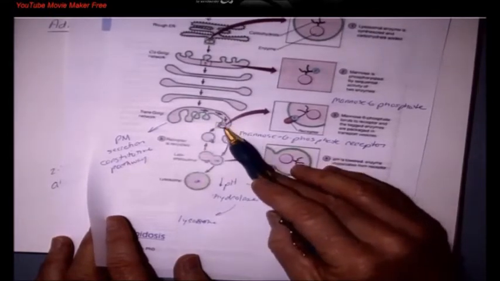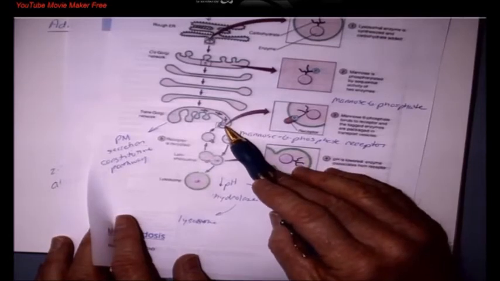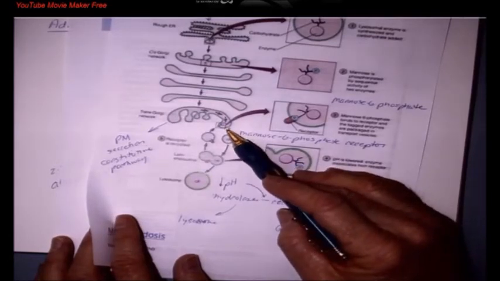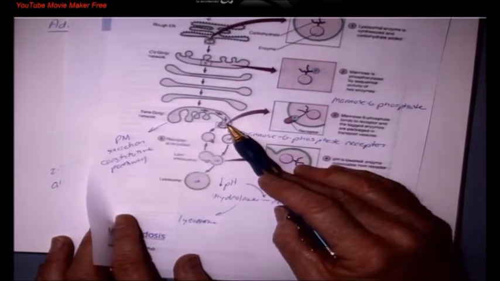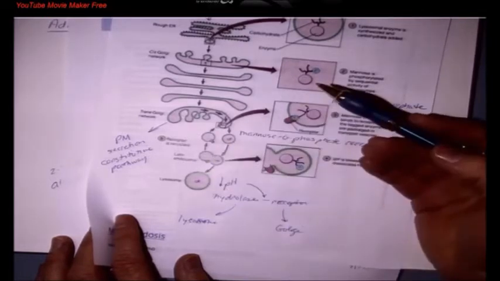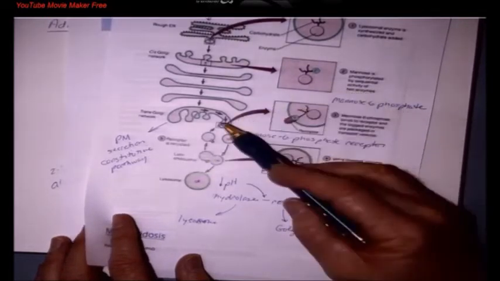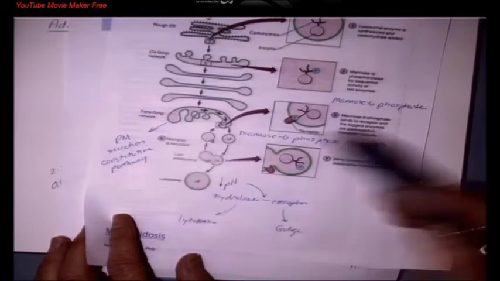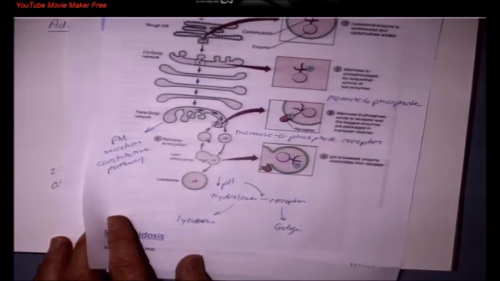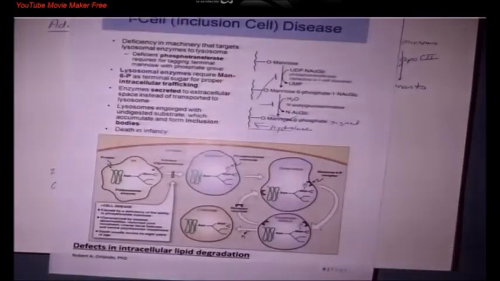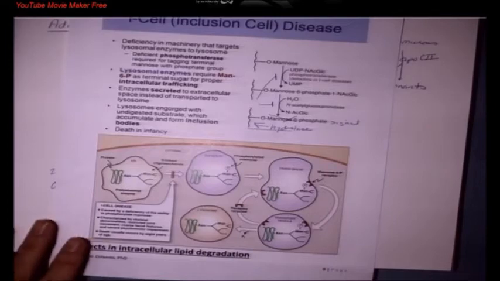So the only way they can get into this transport vesicle is by diffusion. And so some actually get in there and are transported, but the concentration's too low. So most of them end up getting secreted in the constitutive pathway. So why is this called eye cell disease if you don't have hydrolases getting to the lysosome?